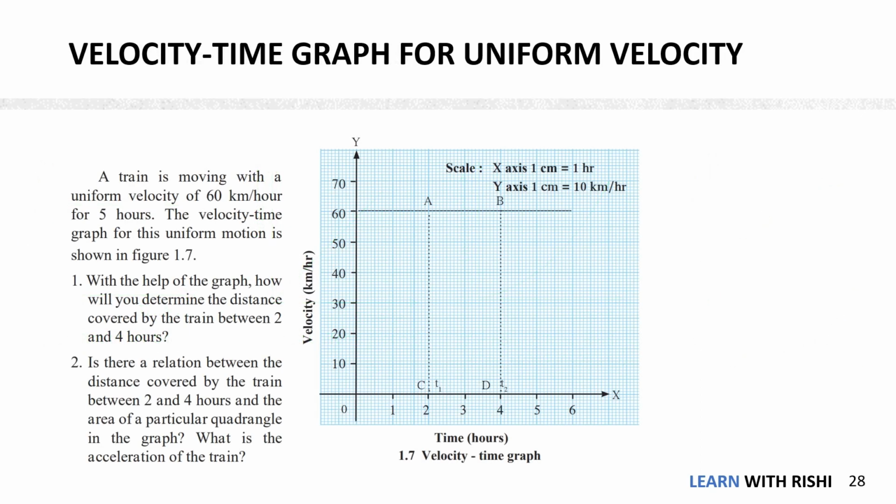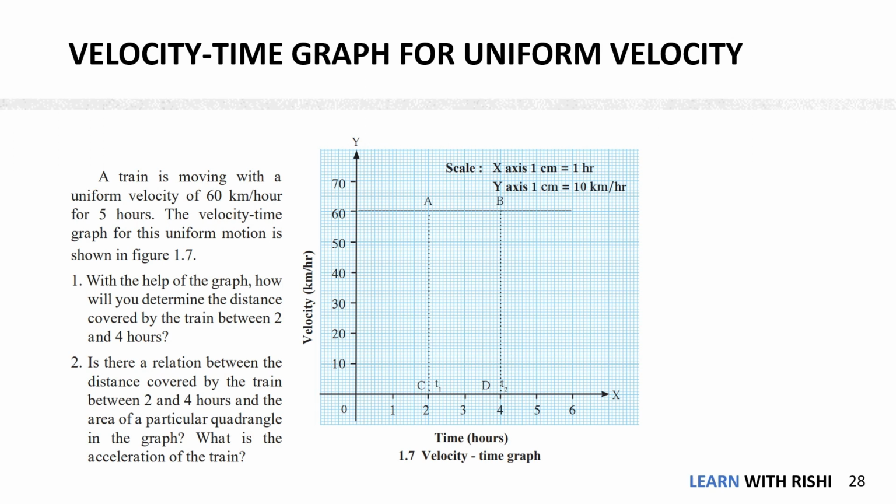Let us have a discussion on the second graph, that is the velocity versus time graph for uniform velocity. Uniform velocity means for a particular interval of time the speed or the velocity of the object remains the same. Here is one example. A train is moving with a uniform velocity of 60 km per hour for 5 hours. So for 5 hours the train was moving with the same velocity, that is 60 km per hour. The velocity time graph for this uniform motion is shown in the figure.